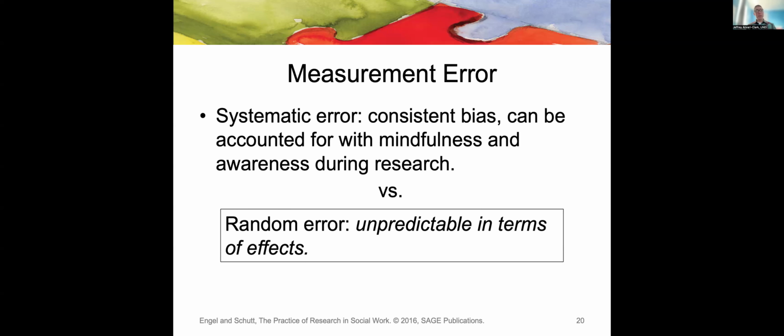Then there is measurement error, so we need to understand this as well. If you have systematic error, this is where you have some bias that can happen. And so you need to be mindful of that and aware of it, because it's what you bring to it. It can be minimized. But then there's going to be random error.